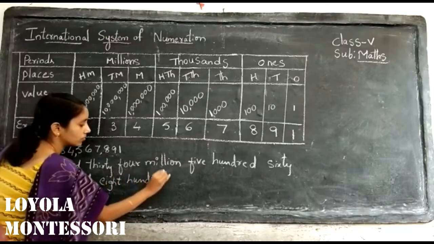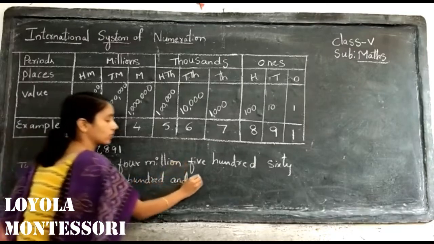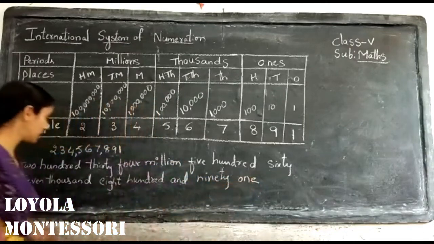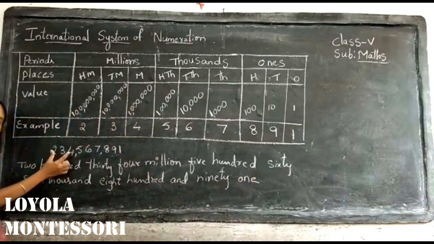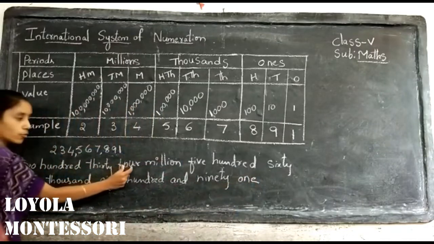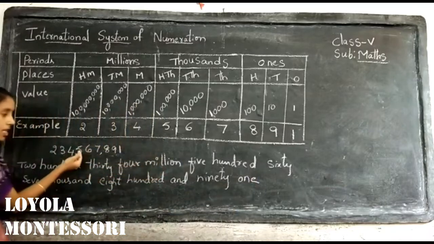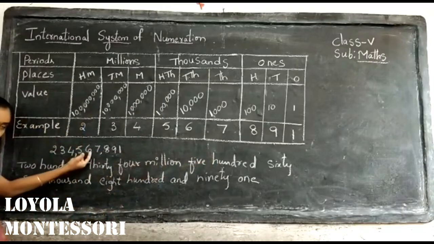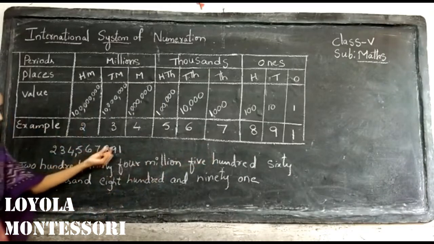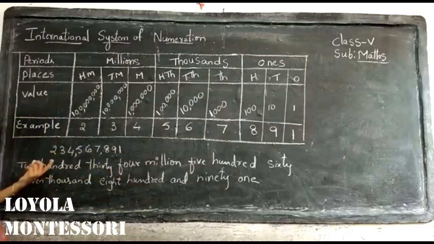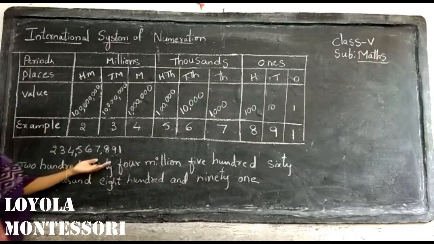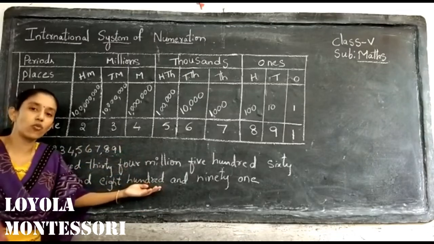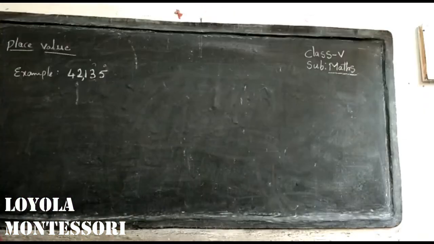891. That is, see, 234 is in millions period. So 234 followed by the period name. 567 followed by thousands period name. So next 891. So together the number is 234,567,891.